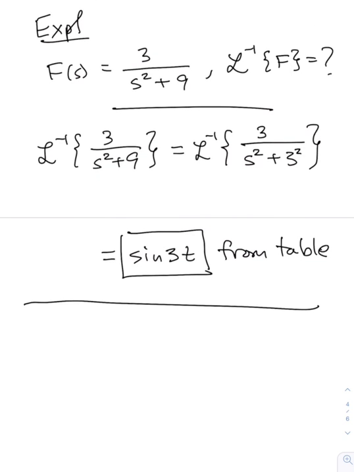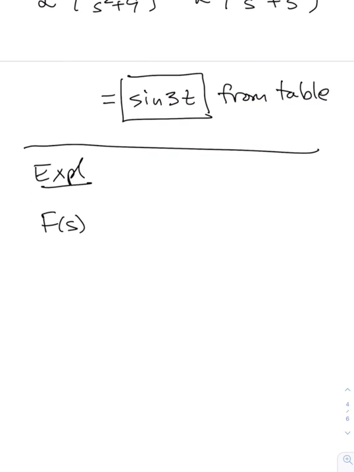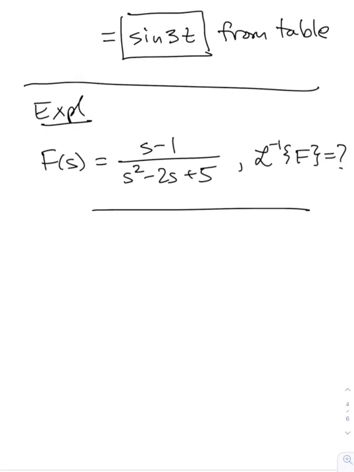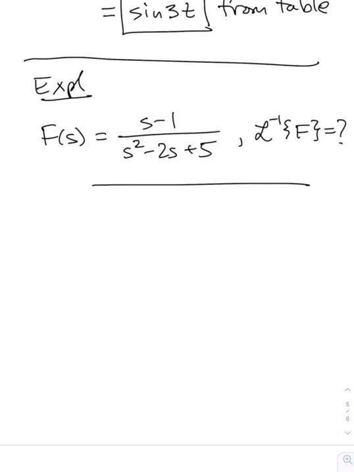All right, here's one maybe a little less straightforward. Let's take f of s equals s minus 1 over s squared minus 2s plus 5. And we want the inverse Laplace transform. All right, so for this one, we want to find something on the table, make this look like something from the table.